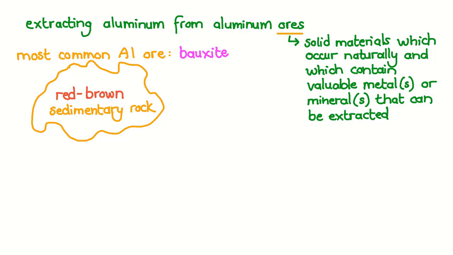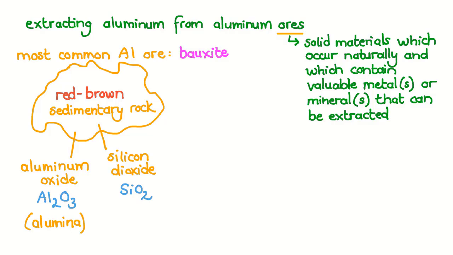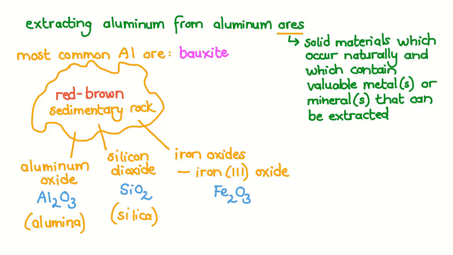Bauxite is a red-brown sedimentary rock, composed primarily of aluminum oxide, Al2O3, commonly called alumina, as well as silicon dioxide, SiO2, or silica, the main component of sand, some iron oxide impurities, the most notable one being iron(III) oxide, Fe2O3, which gives this ore its distinctive red-brown color, and small amounts of white titanium dioxide, TiO2.